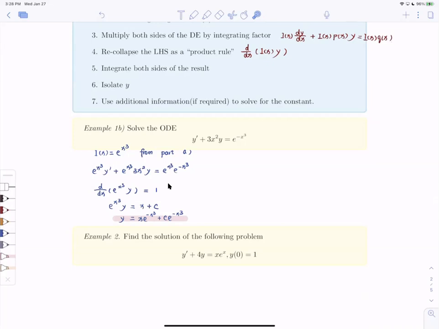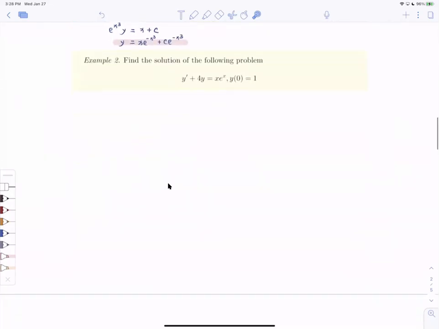Anyway, Example 2, it's really similar. So try this. Try it yourself.